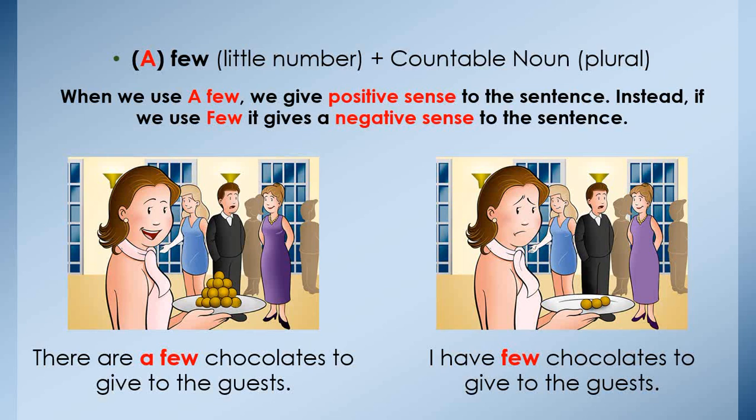Let's look at the examples and look at the pictures. There are a few chocolates to give to the guests. As we can see, the woman is happy because there are enough chocolates to give to the guests. Let's look at the second example. I have few chocolates to give to the guests. We can see that she's worried because there are not enough chocolates to give to the guests.